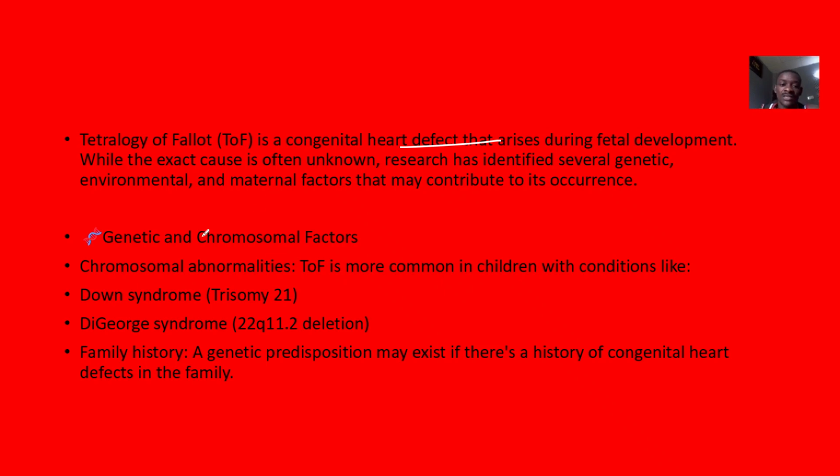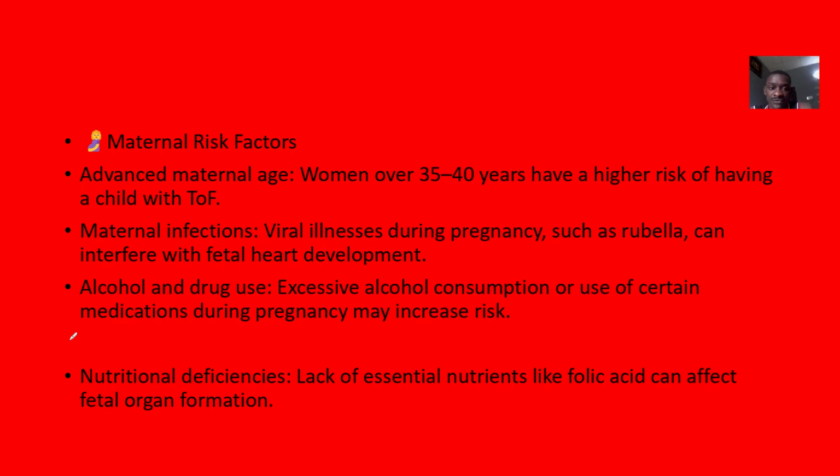So we said genetic and chromosomal factors. Sometimes there's Down syndrome, DiGeorge syndrome. Sometimes it's just a family history, like it runs in several people in the family, but they haven't actually pinpointed the gene that has that problem. You understand? Then moving forward, the maternal risk.